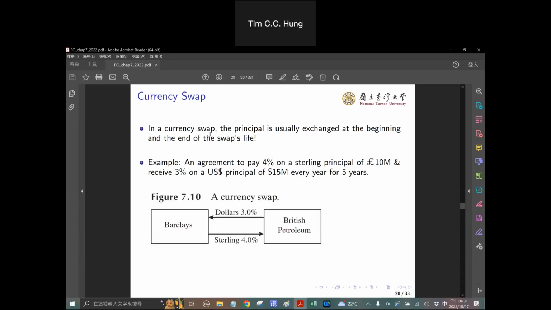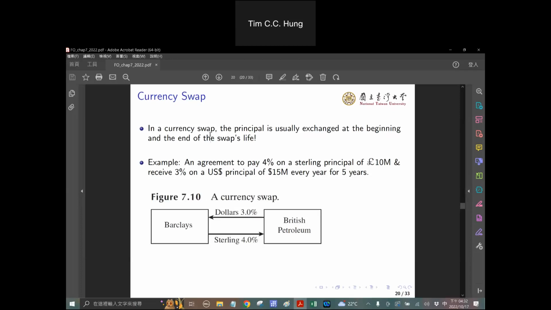In the currency swap, the principal is usually exchanged. Yeah, there's actually a principal exchange in a currency swap at the beginning and also at the end of the life of the swap. So we could have this kind of example. Suppose we have an agreement for one party, Barclays, to pay 4% sterling to British Petroleum, and our counterparty is paying us back 3% of some kind of principals.